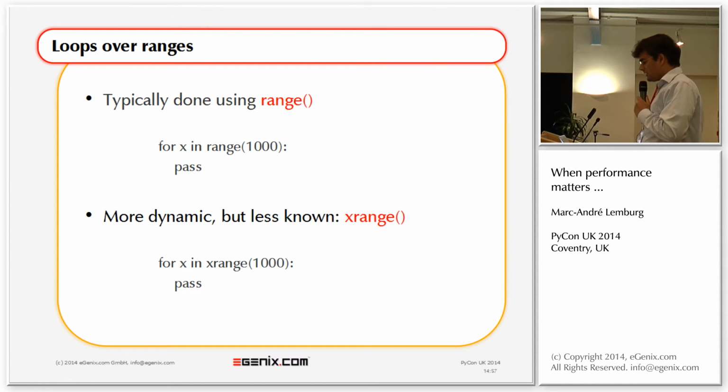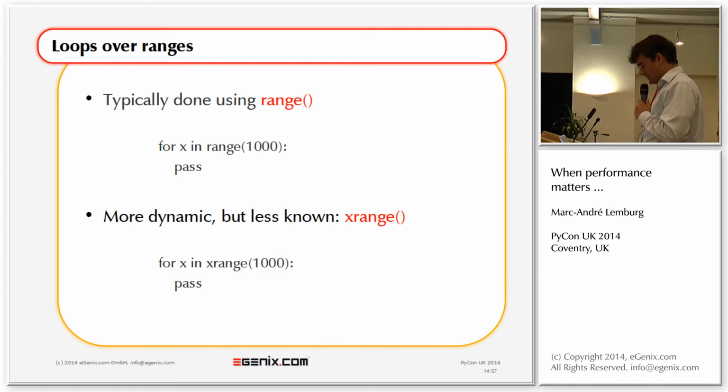Now, the second topic is loops over ranges. So you want to iterate, say, you want to call something 1,000 times or 10 times. This is typically done using the range function in Python. And range gives you back a list of, in this case, for example, 1,000 integers. Then there's a little known function called xrange. How many of you do know xrange? Okay, so strike the little known.